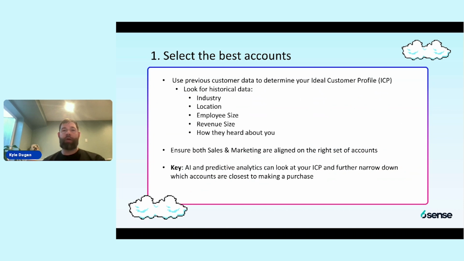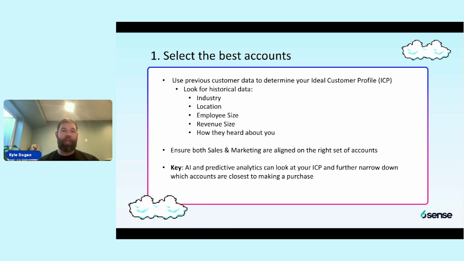So selecting the best accounts is not just about looking for an ICP and finding out what accounts you should be going after. It's also going to help focus your sales and marketing team on the same accounts. That's going to be key here, and we're going to talk a lot about the collaboration between sales and marketing, but that's also for another slide. Now, one of the keys also is AI and predictive analytics can look at your ICP and further narrow down which accounts are closest to making a purchase. What that goes back to is what I talked about with that predictive AI piece.